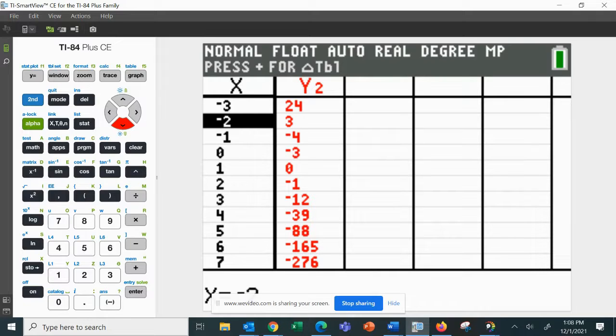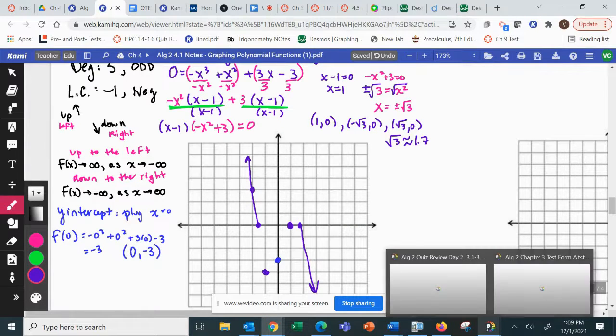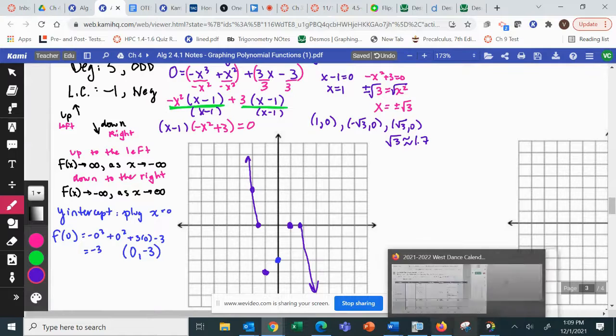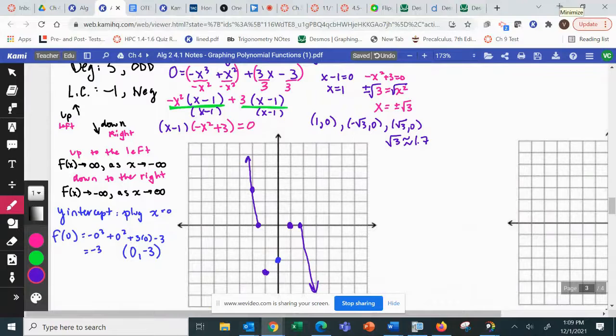So I've got negative 2, 3, negative 1, negative 4. Let's see. Negative 2, 1, 2, 3, negative 1, negative 4. I think there was another point in there, 2, negative 1. Okay. I found some points that I could graph.